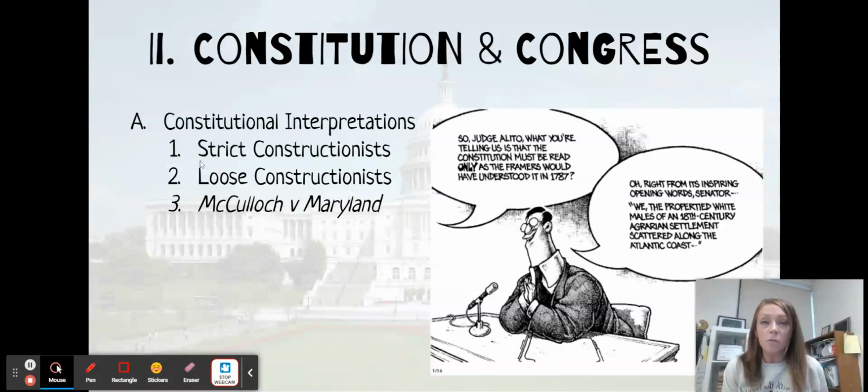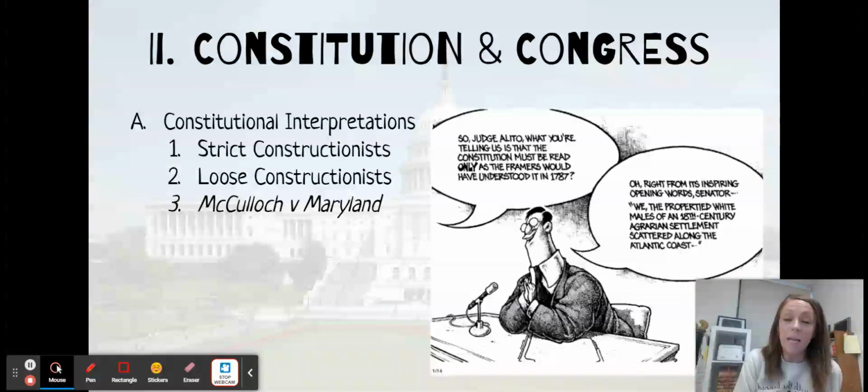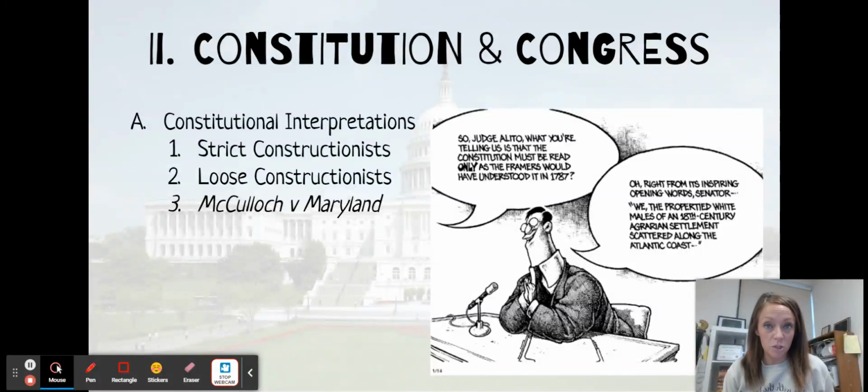First, we have two different ways that people can interpret or try to understand the Constitution. The first way is by a strict constructionist perspective. A strict constructionist is somebody who looks at the Constitution and reads it, interprets it, applies it just how it would have been applied in 1787 when it was originally created.